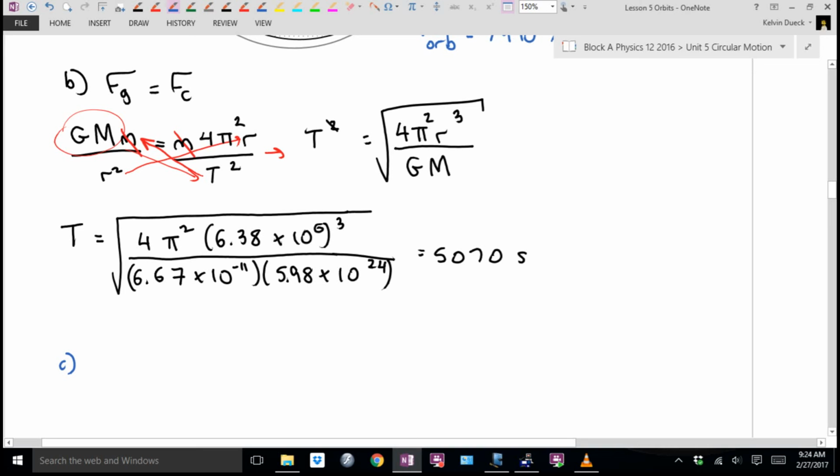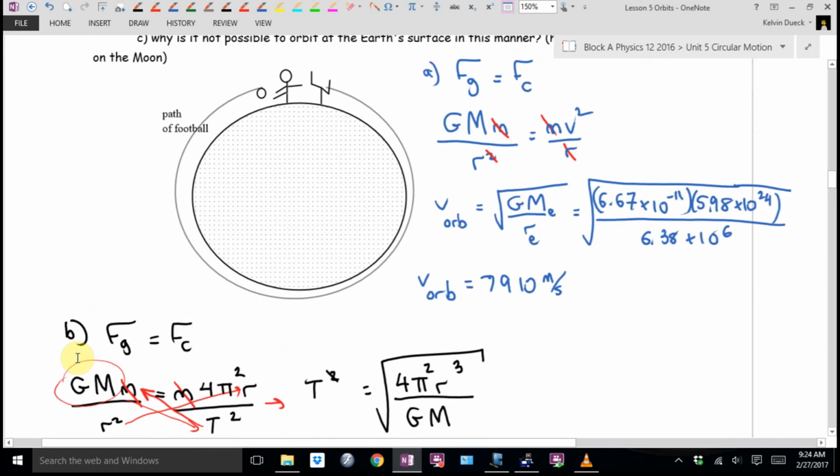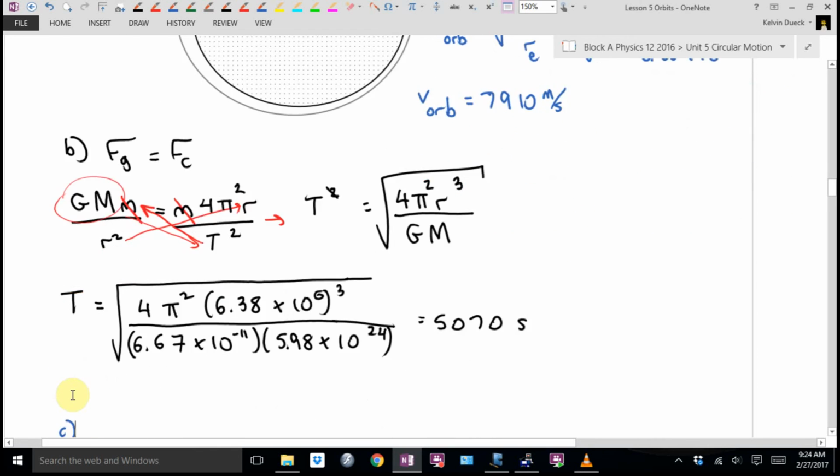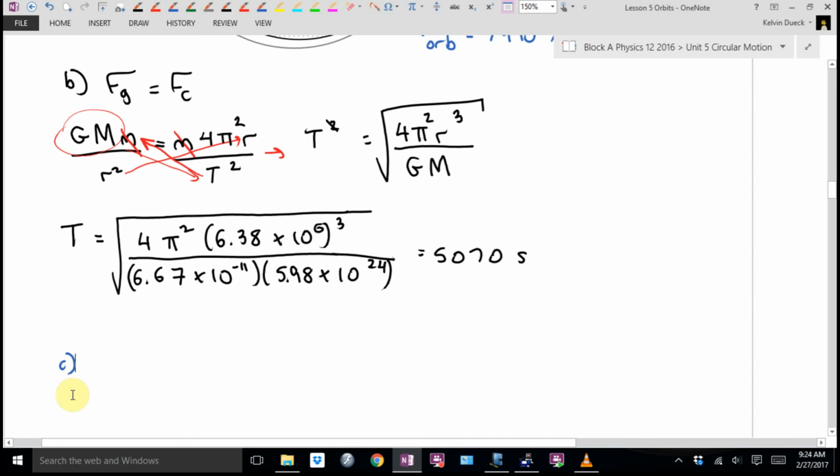Part C. Why is it not possible to orbit the Earth at the Earth's surface in this manner? But it is possible on the moon. Yeah. Air resistance. Because on the moon, it'd be really easy to set up satellites that were maybe 1 kilometer up. I don't think there are any mountains on the moon that are higher than that. Really, find the highest mountain on the moon, add maybe 500 meters of extra space, and you could have satellites whizzing around up there quite low. No air resistance. No problem.